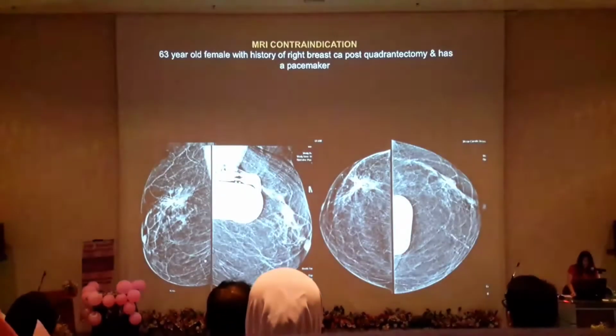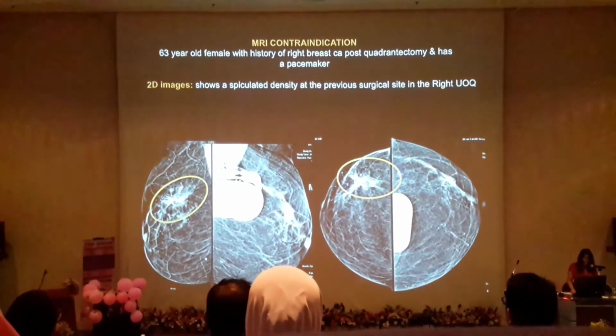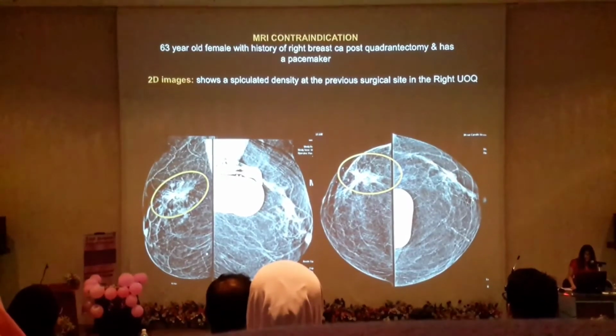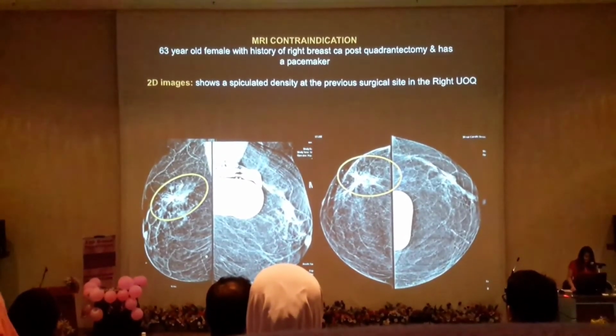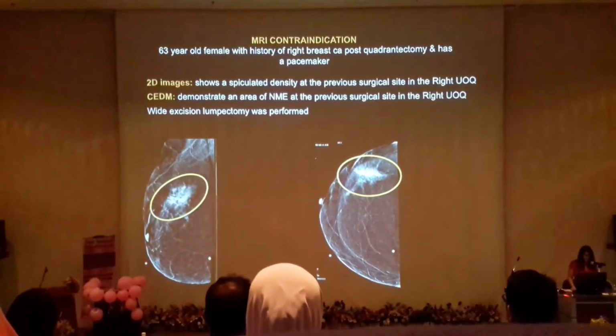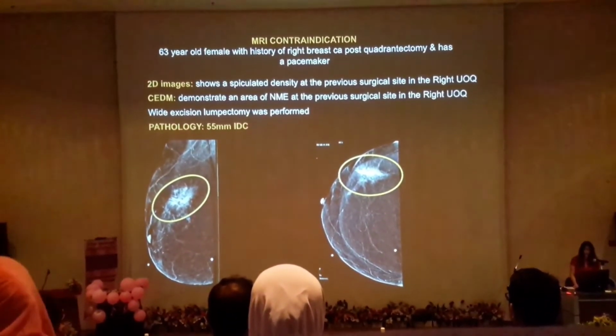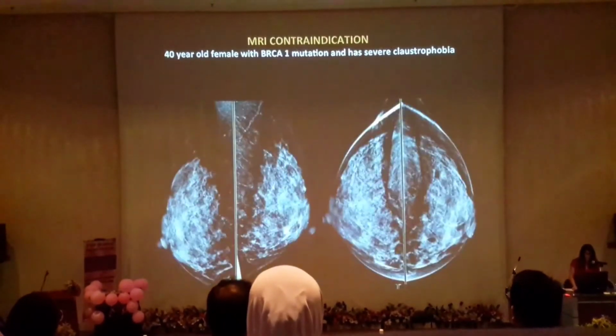MRI contraindications: a patient with a pacemaker. She had a spiculated lesion and a previous history of right breast cancer, she had a post-quadrantectomy, and it showed intense enhancement. So she had a wide excision lumpectomy performed, and it was an invasive ductal carcinoma.